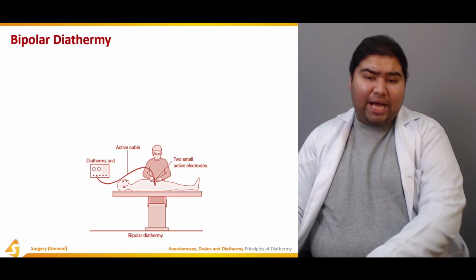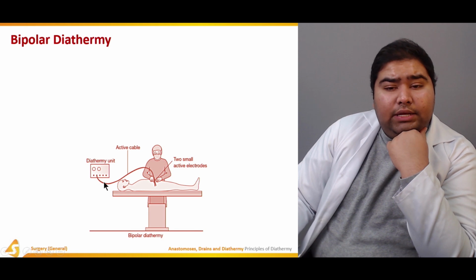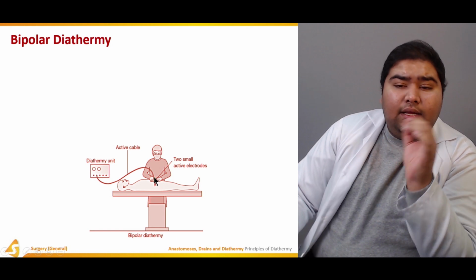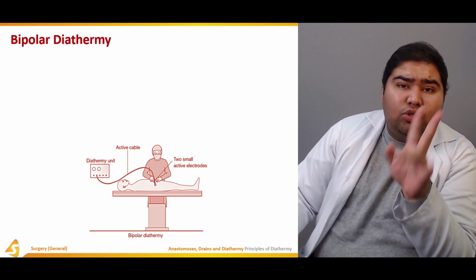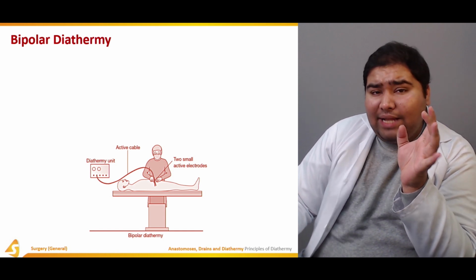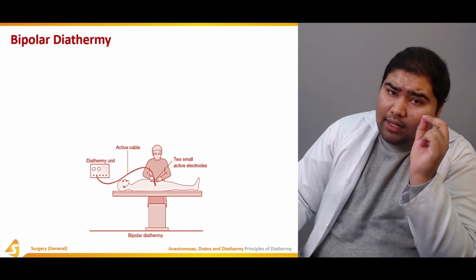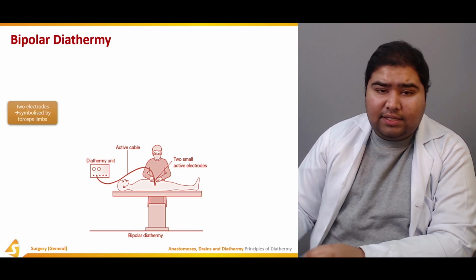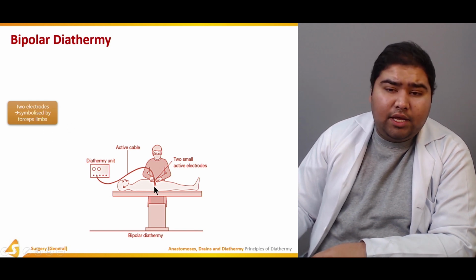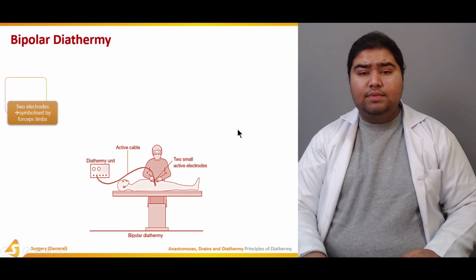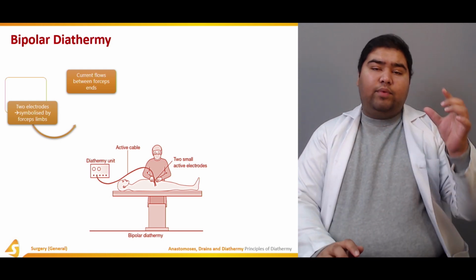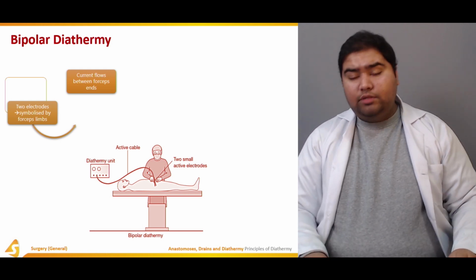Now the bipolar diathermy, again this is the diathermy unit. Here you can see, this is the active cable. Now bipolar diathermy has two active probes. Both the active probes are handheld, and when they're clutched together, that is when the diathermy is activated. So there are two electrodes which are symbolized by forceps limbs. Here you can see the two electrodes, the forceps limbs. Now current flows between the forceps ends. Whenever they're pressed together, there's flow of current between them.